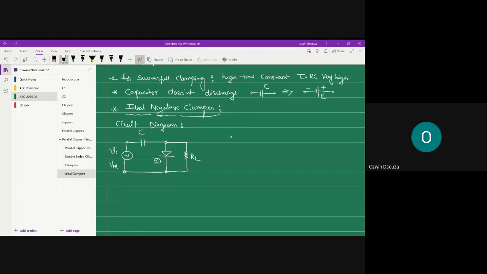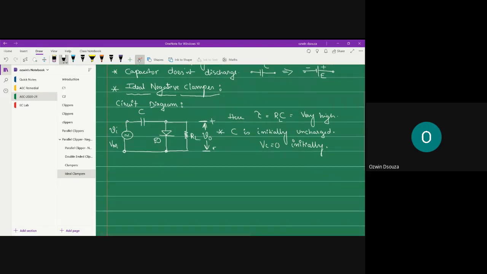Here you can write the time constant tau. It is load resistance RL times C, which is very high. Before jumping into the analysis, we are assuming that C is initially uncharged. That means VC, the voltage across the capacitor, is 0 initially. So it's a fresh capacitor. This is where you are interested in finding your output voltage. The circuit is ready, the assumptions are in place, and now we are good to go for the analysis part.